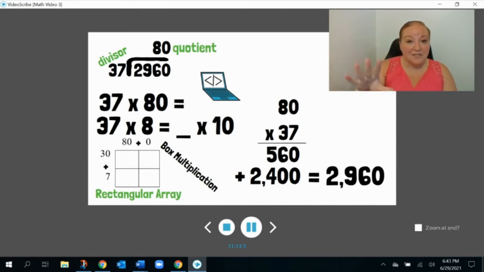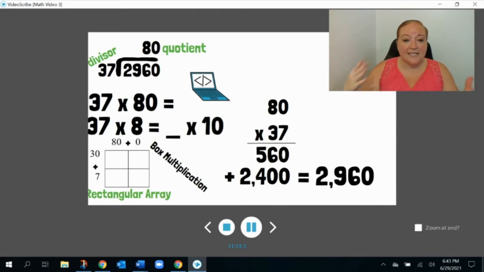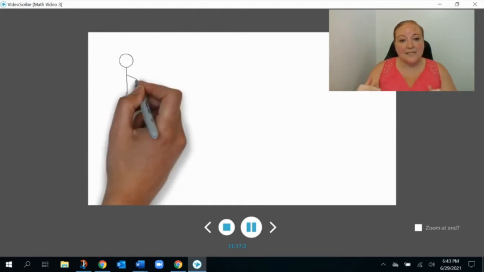Okay, this might be a good time to take a screenshot because again, this is kind of the different methods that you can use.